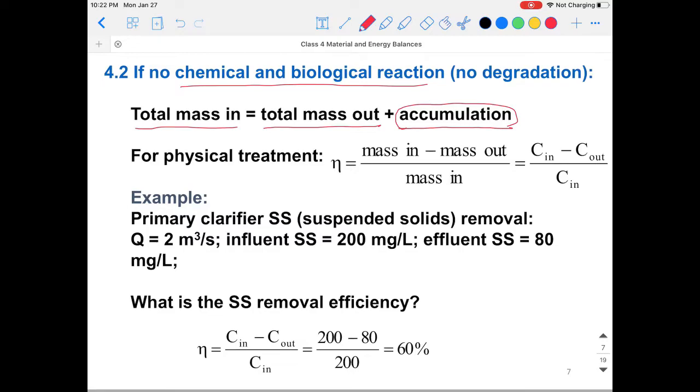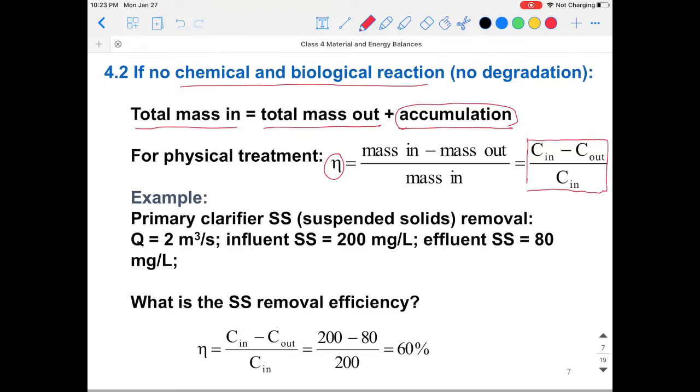For physical treatment of water, we define this efficiency term, eta, which is equal to the mass in, which is the total suspended particles or pollutants into the flow, minus the mass out, divided by the mass in. If we further consider that the flow rates in and out are the same, then we can represent this equation with three concentrations: C_in minus C_out divided by C_in.